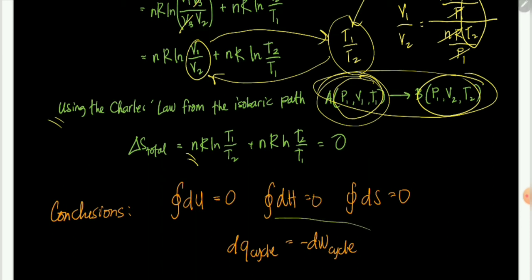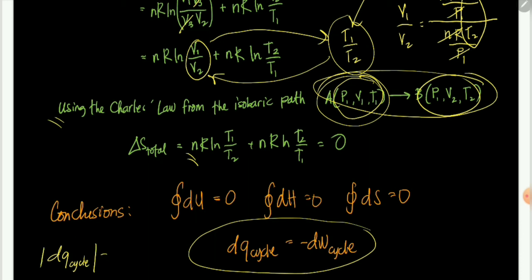However, for our path functions, we do have changes. But the heat and the work are opposite in sign. If you have a net heat input, you have a corresponding net work output, and vice versa. If there is a net heat output, there must be a net work input, and the magnitudes are the same. So it follows the conservation of energy: the absolute value of dQ cycle is equal to the absolute value of dW cycle. Okay? So this is all for the topic on thermodynamic paths and cycles. See you next video.